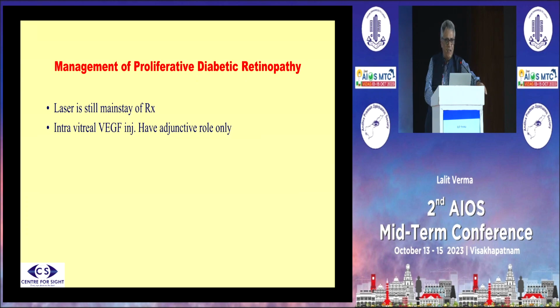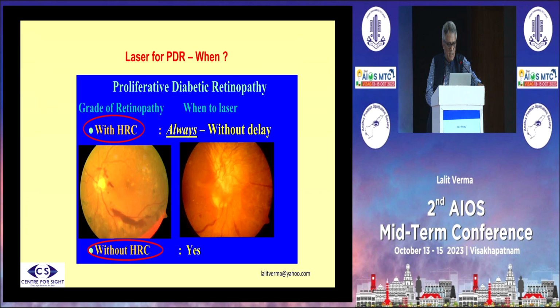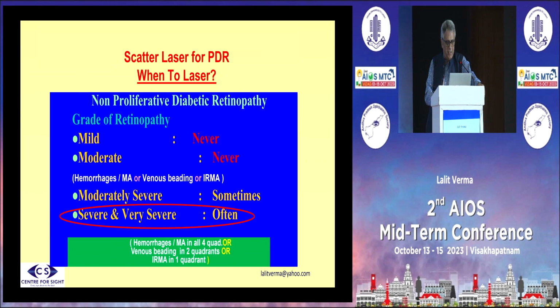Intraretinal injections still are not the main treatment in PDR. So please do not keep injecting in patients of proliferative diabetic retinopathy. So in PDR, thanks to the DRS study long time back, we always do laser without delay, and even without HRC, that means even in mild PDR, at least I keep doing a full PRP. Not very tight, but we do a full PRP.